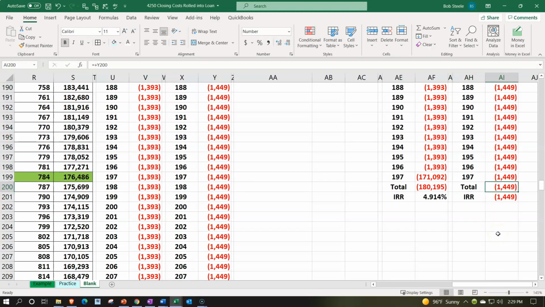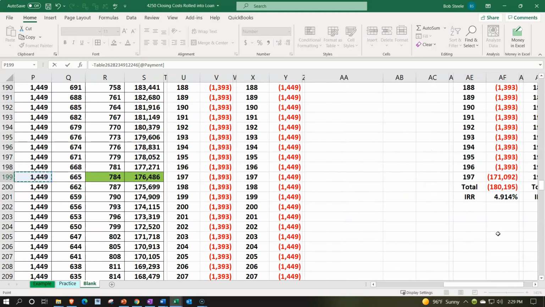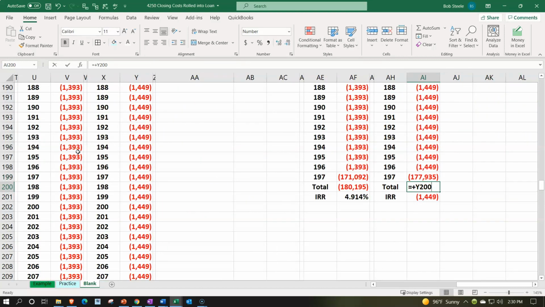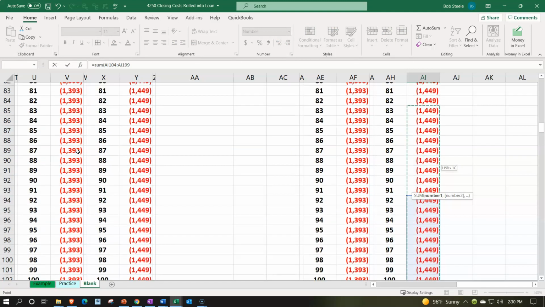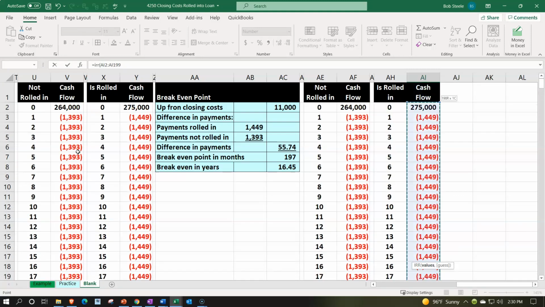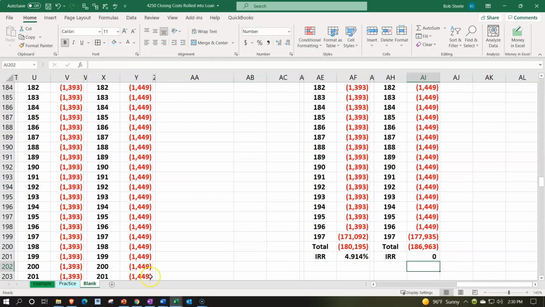So now I need the ending balance. The ending balance at the 197 for this one is going to be the 176,486 minus the payment 1449. There we have it. Let's total this one up, equals the sum of this whole thing. And so there we have that. And the IRR is going to be this column, close it up, times 12. Formula looking like that. Let's make that a percent, adding a couple decimals.